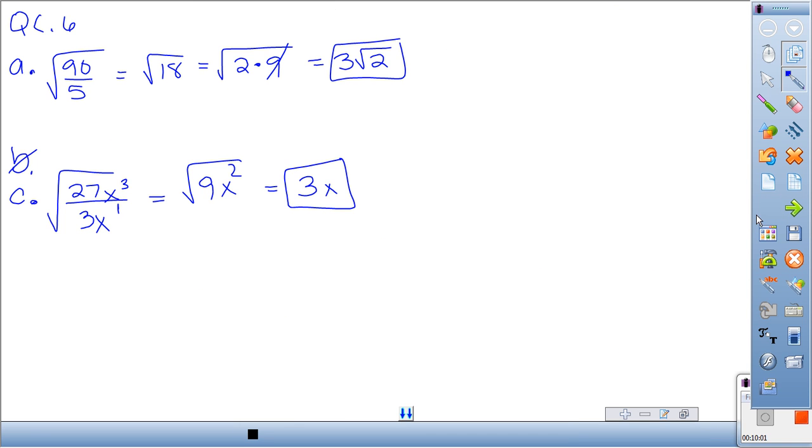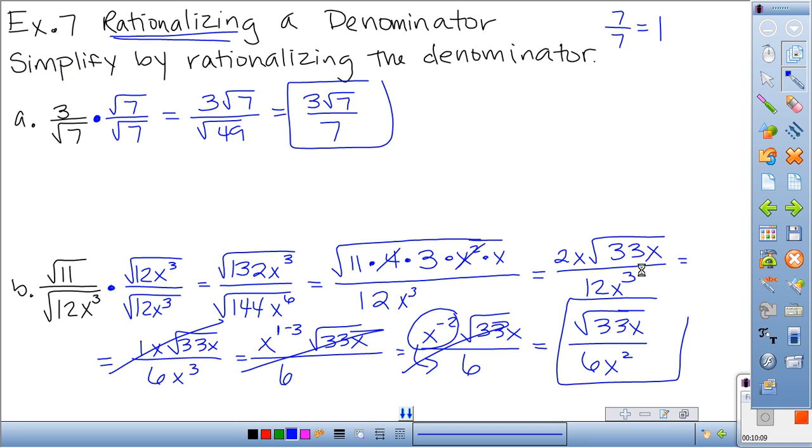Like it did in this one here, our larger exponent was 3, and so our variable did end up on top. X squared was on the top of the fraction. Here, x cubed was on the bottom of the fraction, and our variable did end up on the bottom of the fraction.